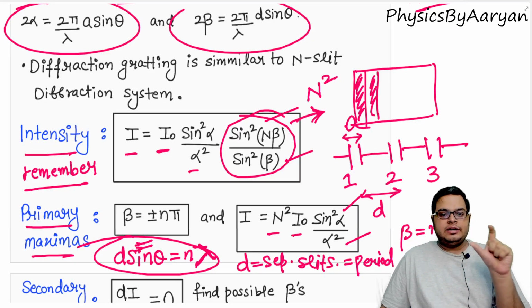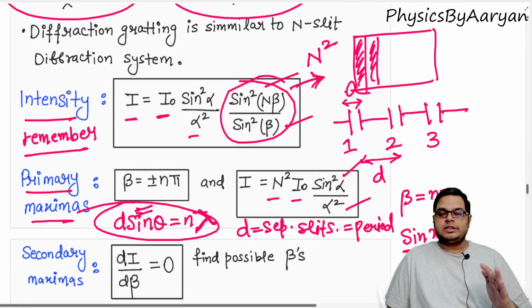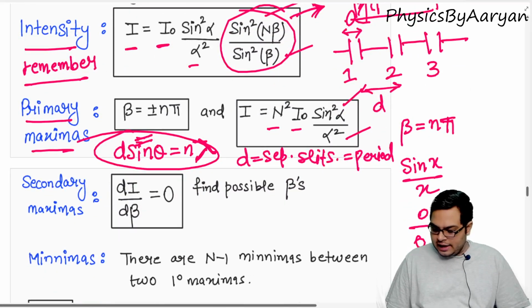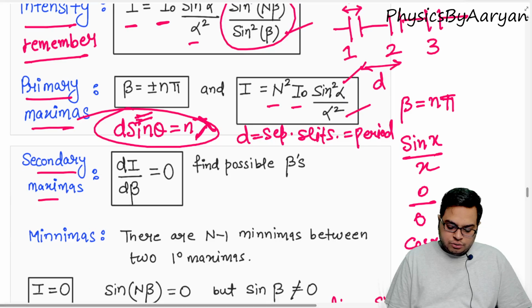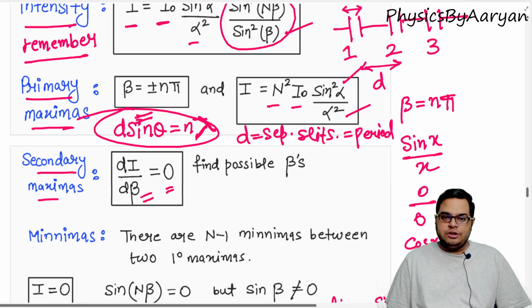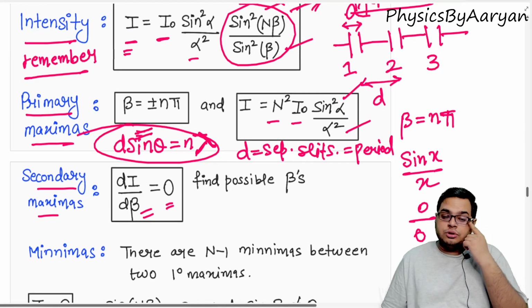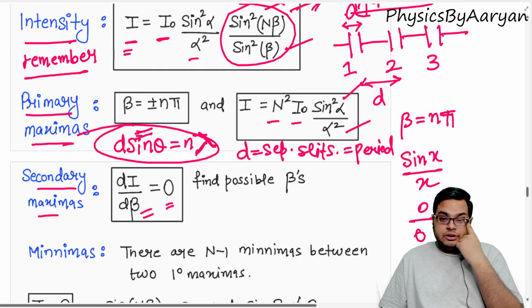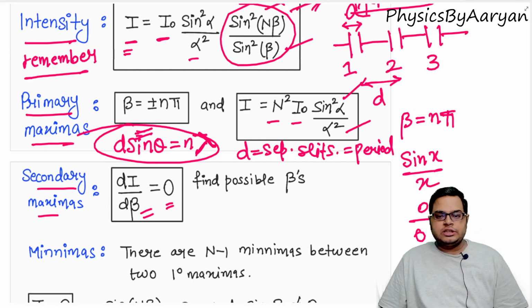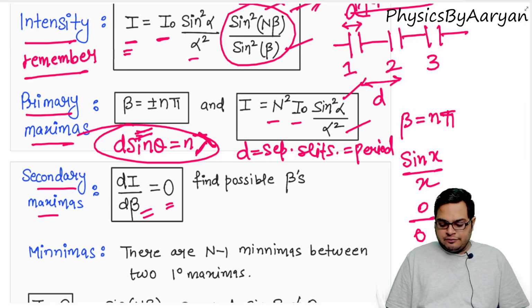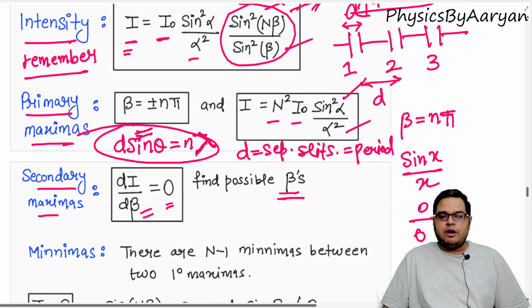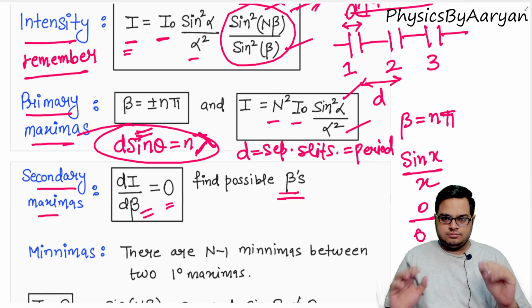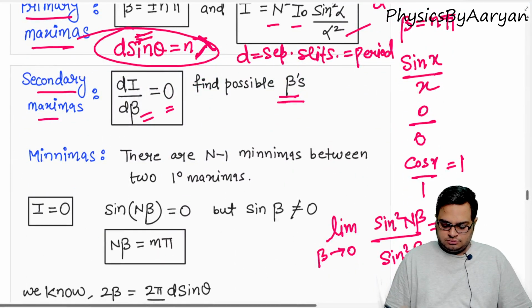Makes sense. And when do we get primary maxima? Beta equals plus minus n pi, or d sine theta equals n lambda, where d is the separation between the slits. If you want to know secondary maxima, you have to do dI by d beta equals 0. So you differentiate this intensity with beta and make it equal to 0. I haven't shown the mathematics because it's not very important for us. But if you want to, you can differentiate and make it equal to 0. You will get the values of beta where you get the secondary maxima. For secondary maxima, we don't have to say so much. That's it. And then we come to the minima.